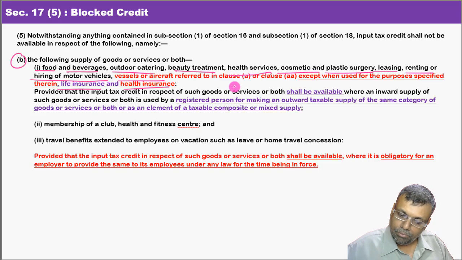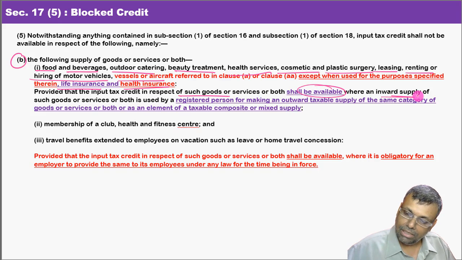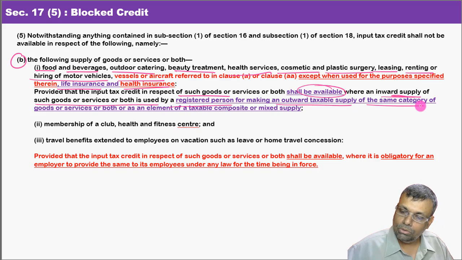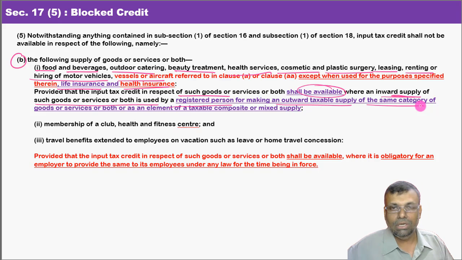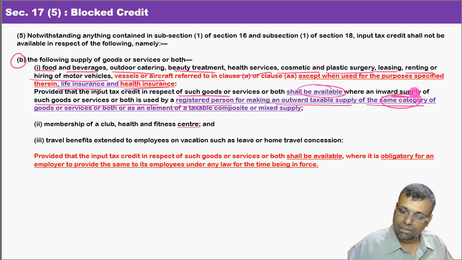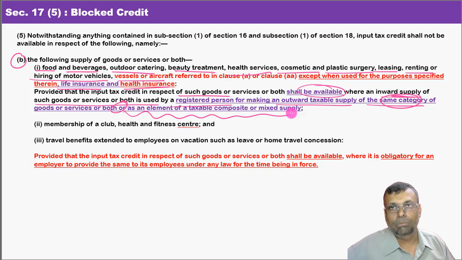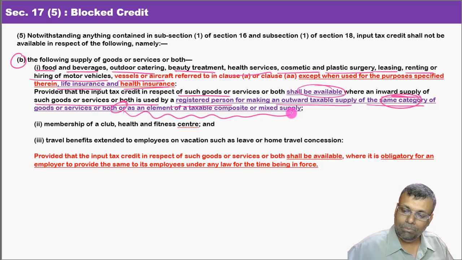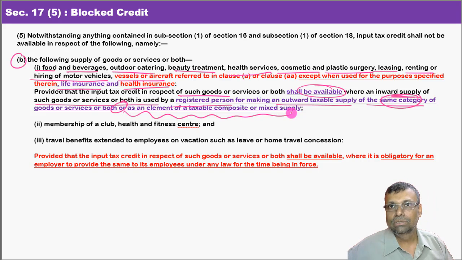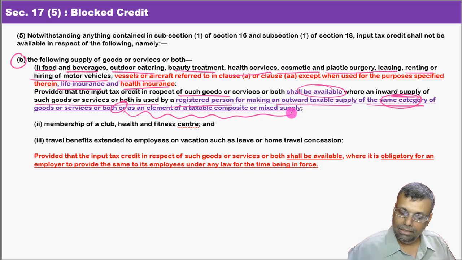Okay. Further, provided that the input tax credit in respect of such goods or services or both shall be available, where the inward supply of goods or services or both is used by the registered person for making the outward supply of the same category. So basically, if you are making a resupply of all these items in the same category of goods and services or both, or as an element of the taxable or composite or mixed supply. So if these inputs are an element of composite or mixed supply, then also you are eligible, for example, like a subcontracting, logically you can say. So such situations will be covered by input tax credit.